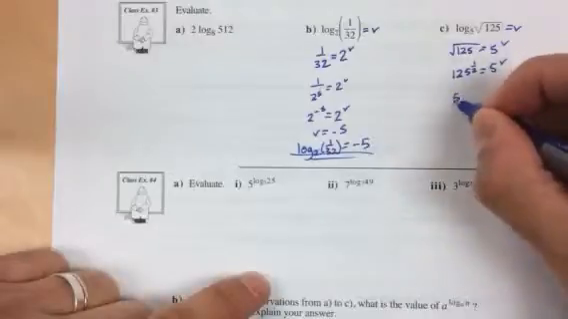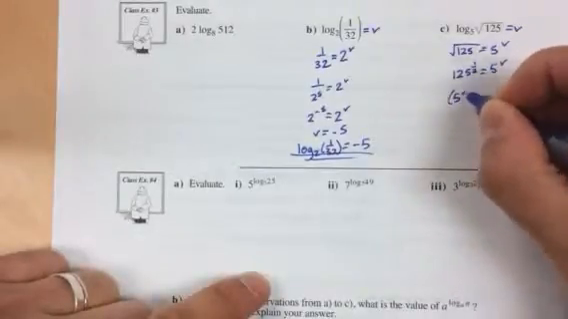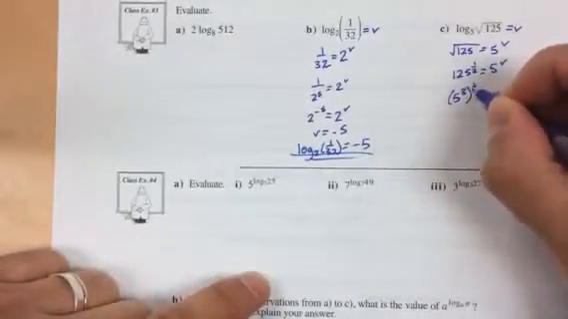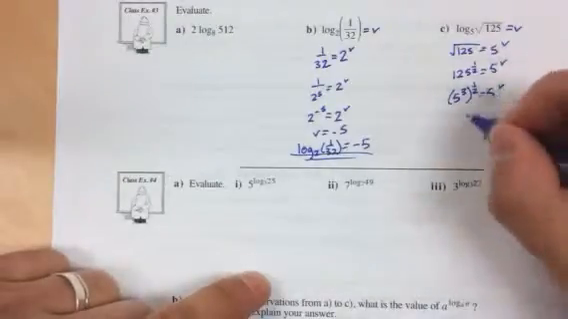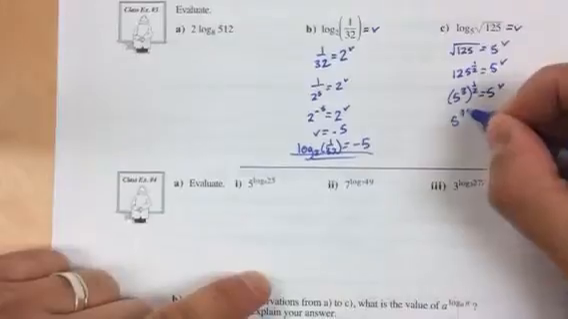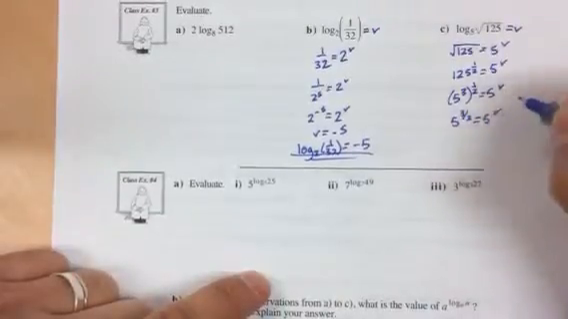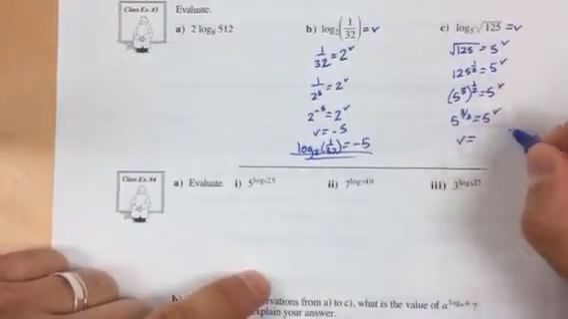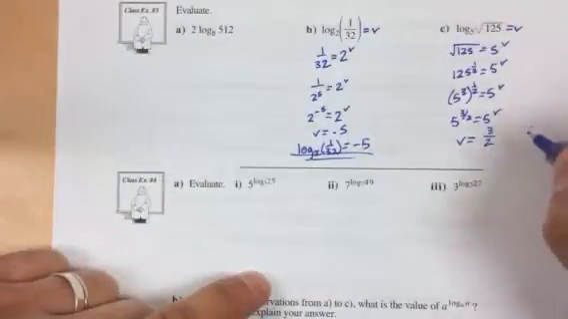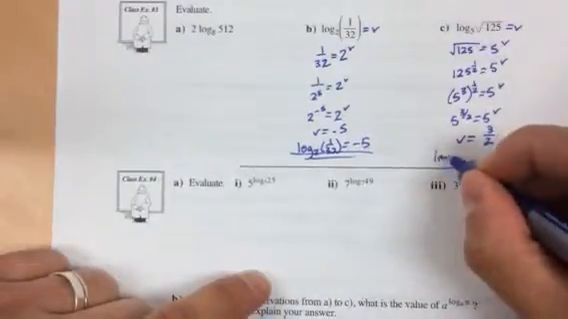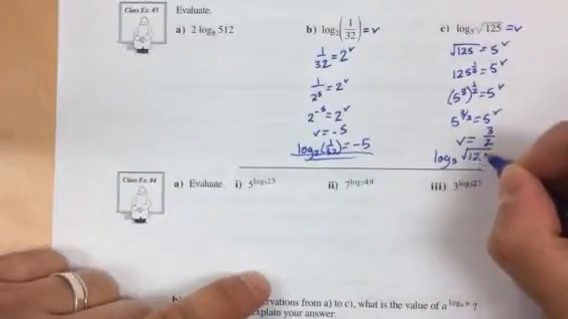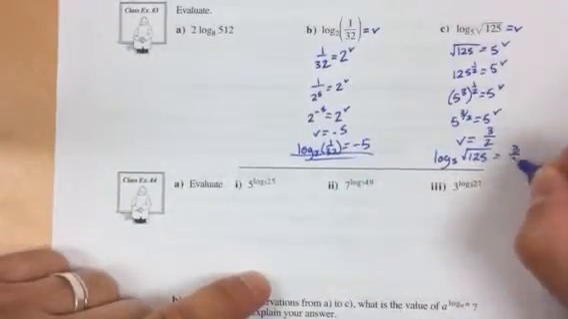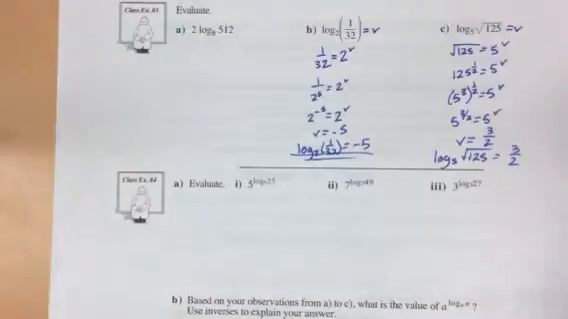And if I were to simplify this even further, base 5, 5 to the power of 3 to the power of 1/2 is equal to 5 to the power of v. 3 times 1/2, we're going to be left with 3/2 is equal to 5 to the power of v. And if I drop my bases, v is equal to 3/2. And I replace that with my original equation. Log 5 of square root of 125 is equal to 3/2.